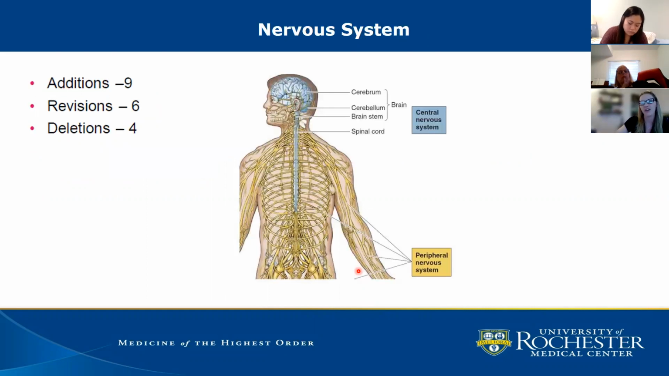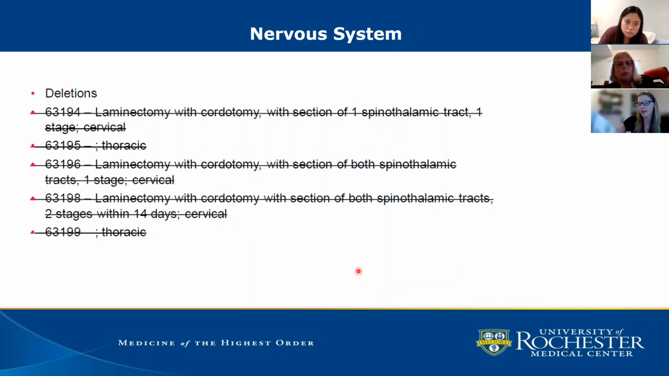Now we're moving into the nervous system. We had 9 codes that were added. We had 6 codes that were revised and 4 codes were deleted. Here we have listed our deletions, and these codes were all deleted because of lack of use.